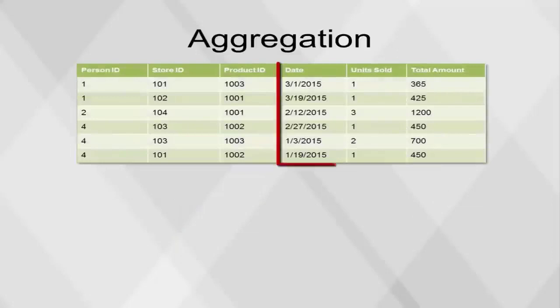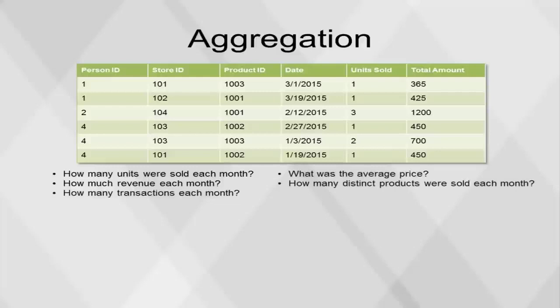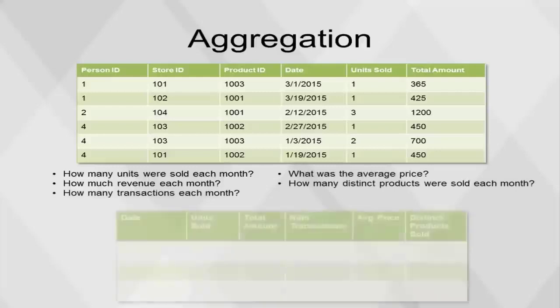The final example uses the month and year components of the date field to calculate all possible levels of aggregation, which were shown on the previous slides. How many units were sold each month? How much revenue each month? How many transactions each month? What was the average price? How many distinct products were sold each month?